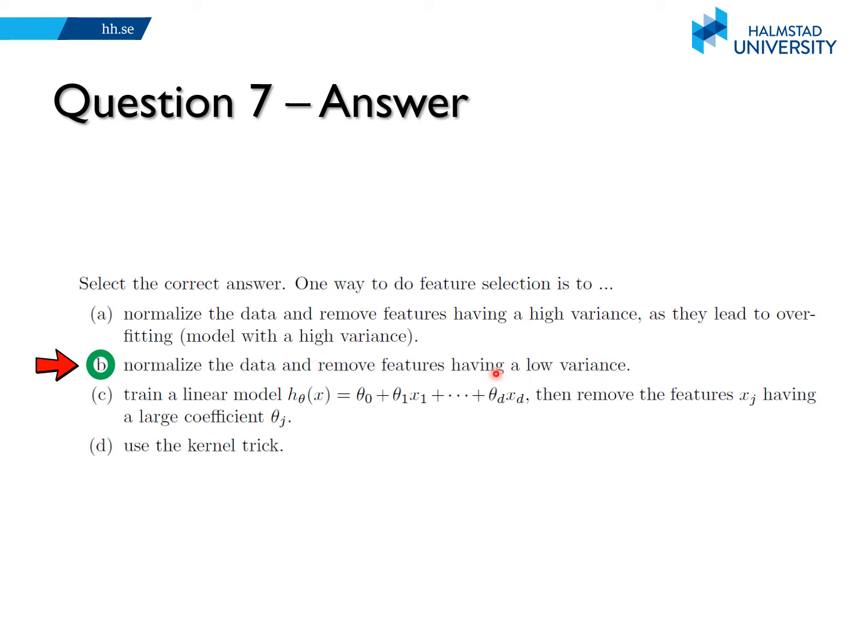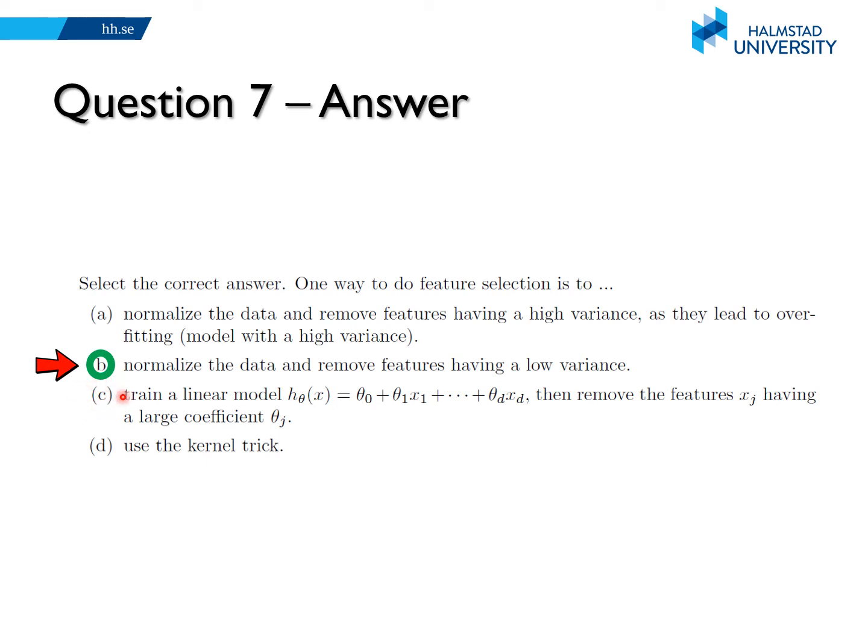And the motivation behind removing features with a low variance is that such features are not informative. For example, if you have a feature where all the values are the same, regardless of the example we are talking about, then this feature will have a variance of 0. And such a feature is not informative because it doesn't help differentiate between different examples.